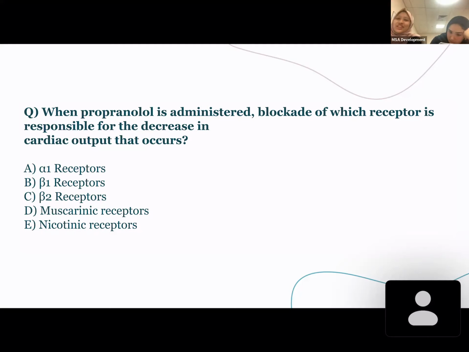Good. Okay, when propranolol is administered, blockade of which receptor is responsible for the decrease in cardiac output that occurs? Which receptor basically decreases the cardiac output? A, because a decrease in A1 receptor would mean the entire cascade that increases cardiac output. Someone said B. Is it A or B, guys? Give me a reason.